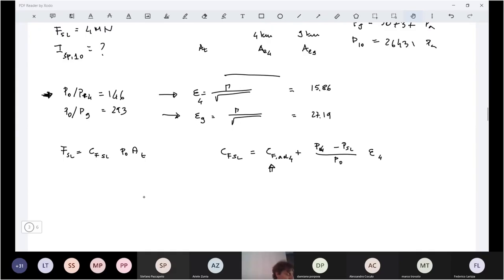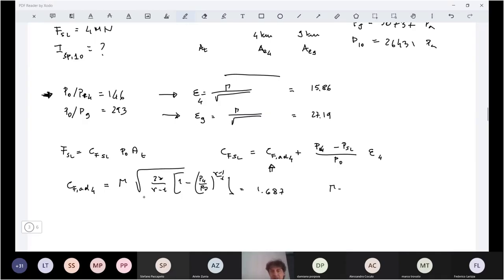So at this point, we evaluate our CF adapted at 4 kilometers. That is, of course, our square root of 2 gamma over gamma minus 1, times 1 minus P4 over P0 to the power gamma minus 1 over gamma, with gamma equal to 1.687 and the pressure ratio 0.6485. And so then we have just to substitute numbers in this expression, and we obtain the CF,SL is equal to 1.617.